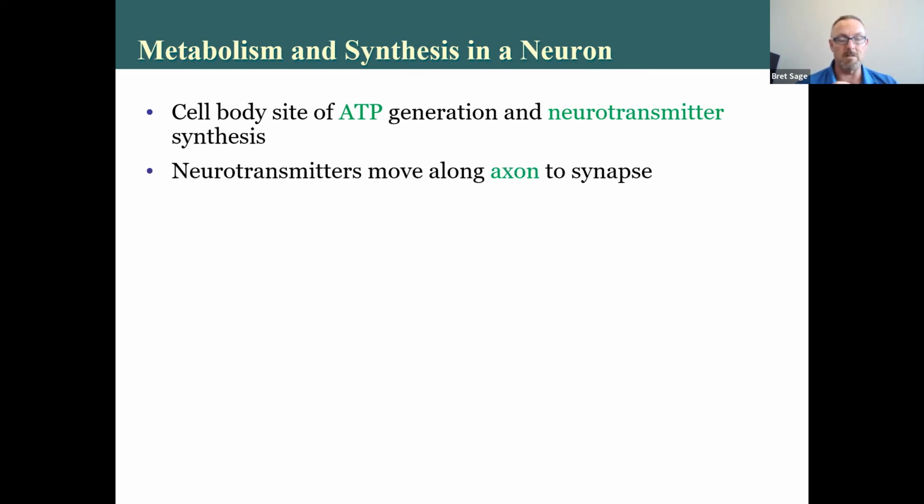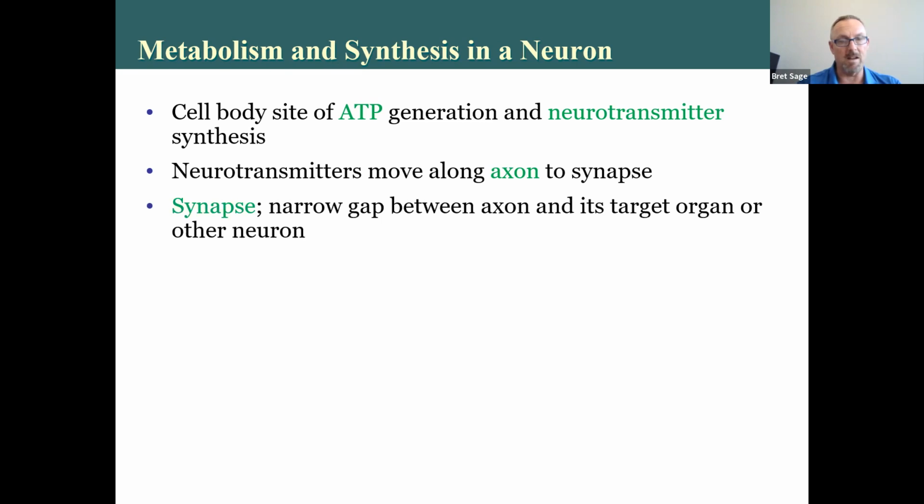Neurotransmitters, when they're created in the cell body, are going to move along the axon away from the cell body down towards the synapse. The synapse is the gap between the end of the axon and the next cell, which is either another neuron, a muscle cell, or another kind of cell altogether. The synapse is the narrow gap between the axon and its target organ or other neuron. Now, there are two different ways that neurons can communicate with other cells. The first one is through a synapse.